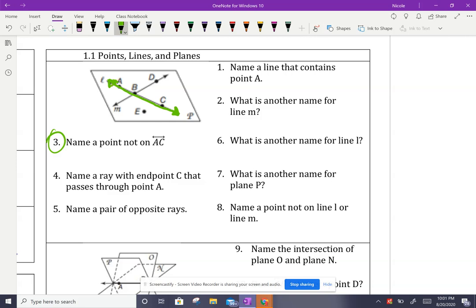So, think about what is on that line. That line contains A, B, and C. So, what points are not a part of that line? Now, I want you to remember as you go through this, these script letters are not points. They are not points. So, only look at what could be a point not on AC. I'm only asking for one, but there are multiple options. So, you can either have D or E.